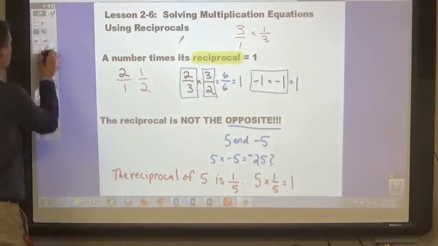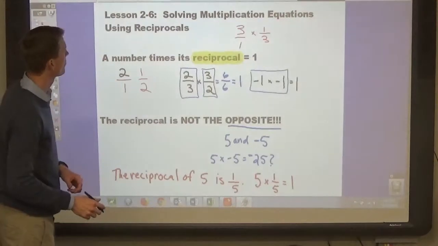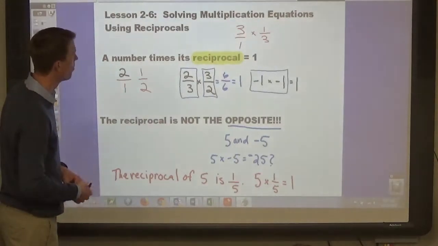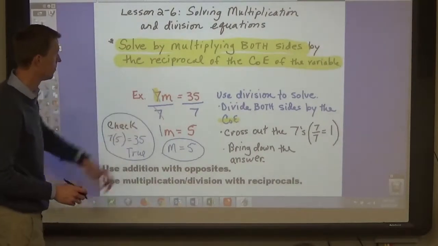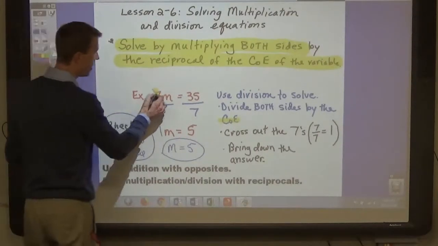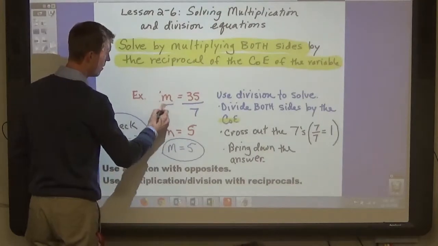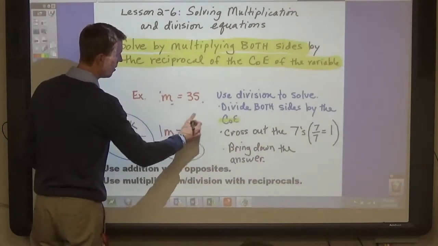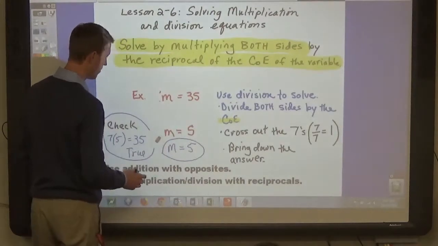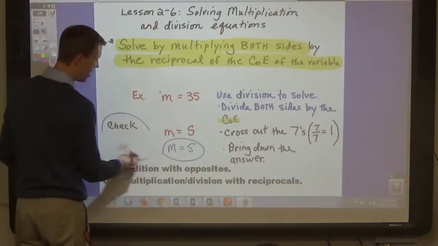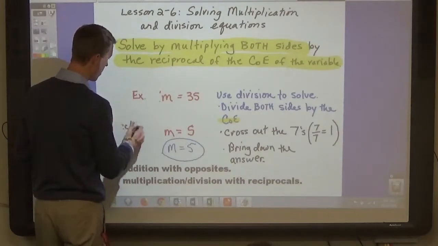Now, here's how we're going to use this. We're going to use this concept when we're solving equations like this. Let's say that we have 7m equals 35. Okay? 7m equals 35. So write down this example.